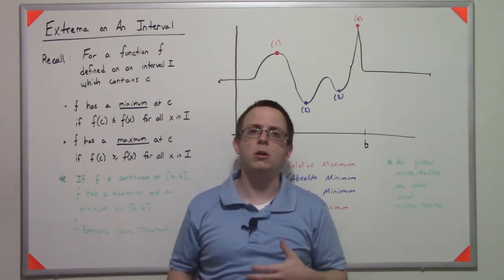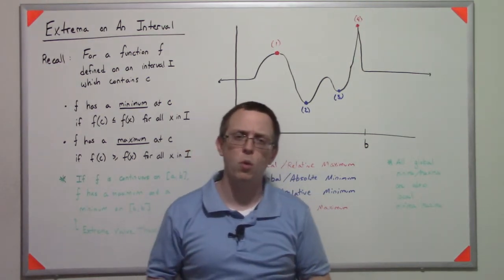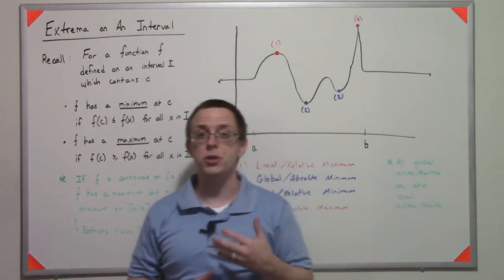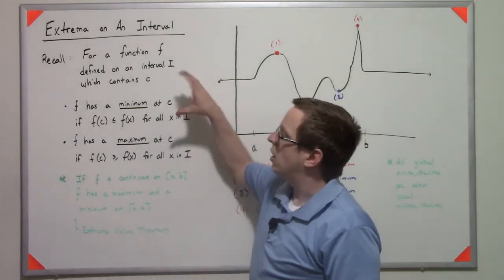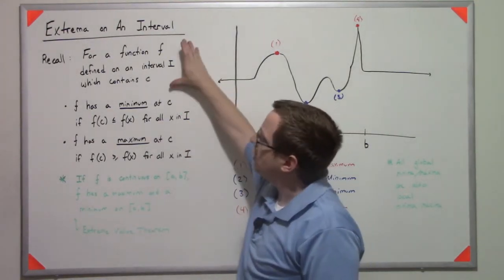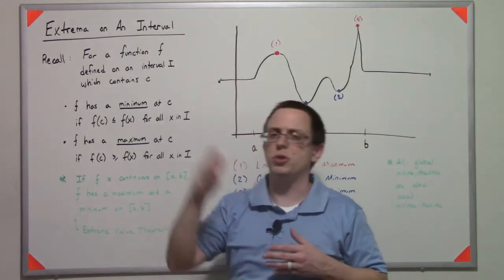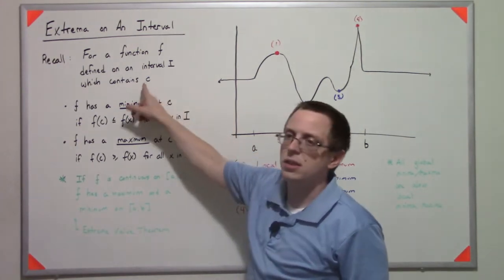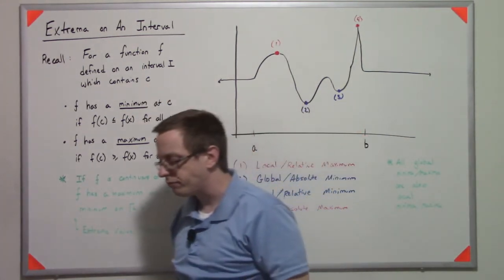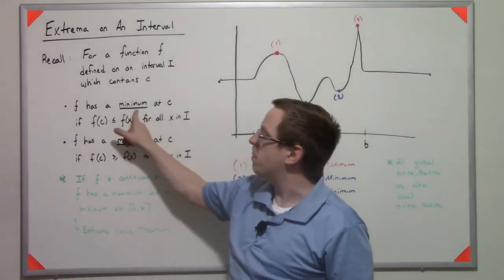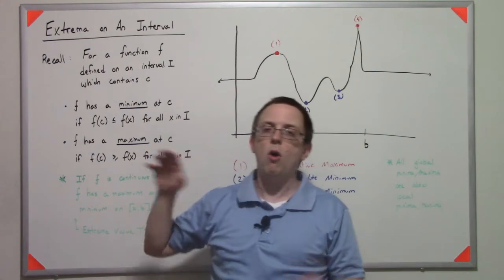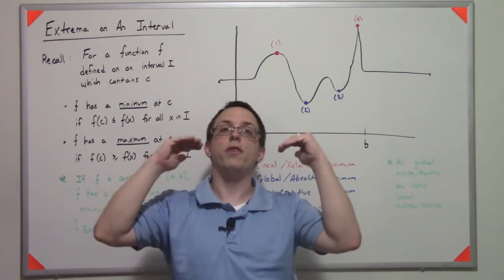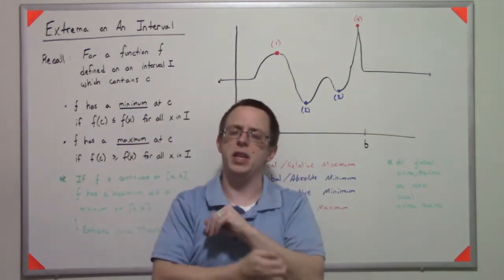To do that, we're going to recall a few facts from pre-calculus and before and start laying the groundwork for how we're going to use calculus to solve these. The first is the idea of a minimum and a maximum. So if I have a function defined on some interval, some a to some b, and that interval contains some number c, then we can say that f has a minimum at that number if all the function outputs are above f of c.